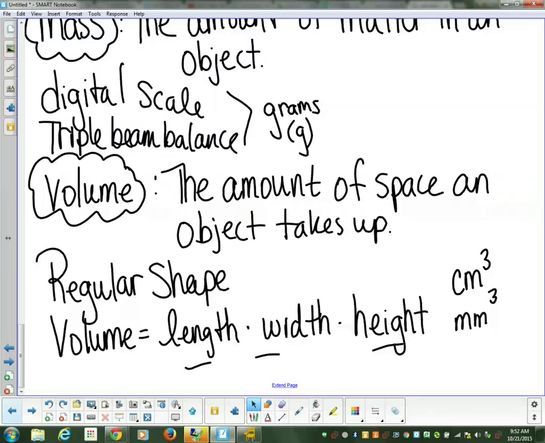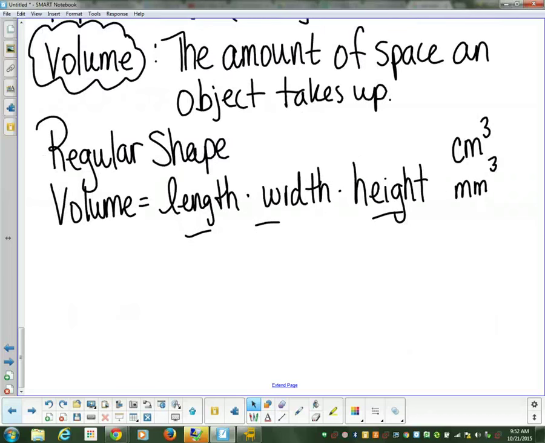All right, so for a regular shape, we use the formula of length, width, and height. So for this one, I would measure the length, the width, and the height. Okay, all of those can be done.